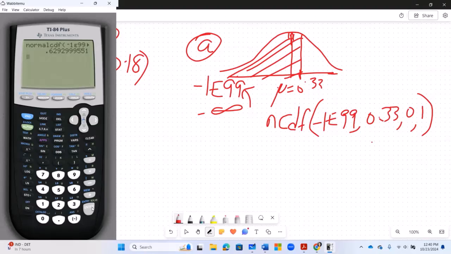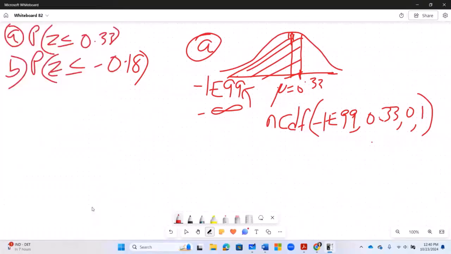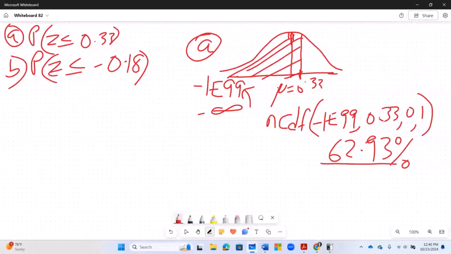So that area is 62.93%, because I'm looking for area. If I'm told to write it in decimal, I can write 0.6293. So remember, it is probability. You are told to write your answer in percent or decimal. Okay, if you ask for the proportion, area is the same as a percentile.